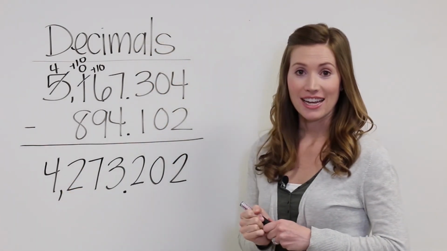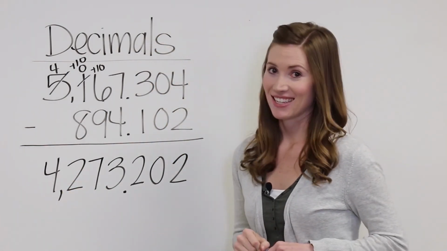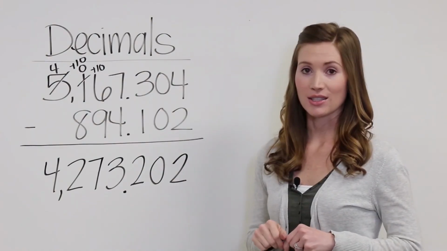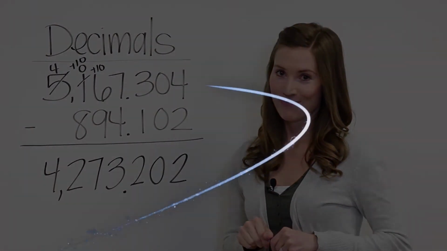Let's read our final answer, or difference, together. 4,273 and 202 thousandths. Great job.